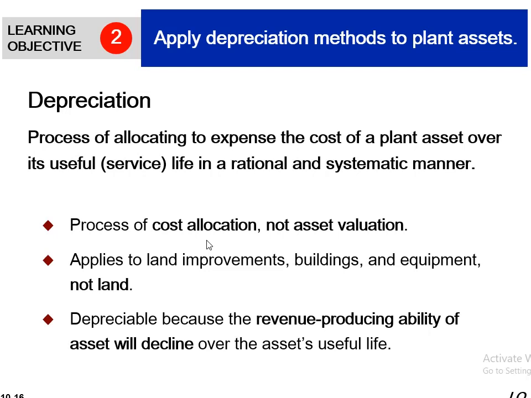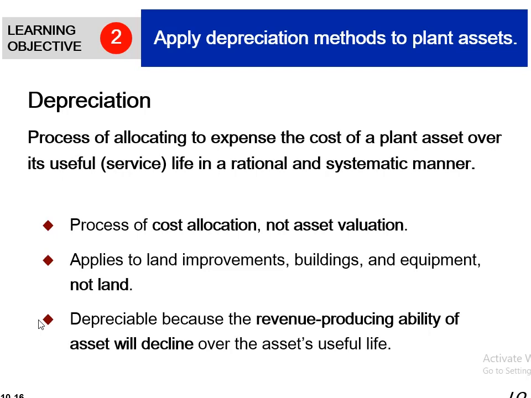Cost allocation means allocate the cost. Pick up some part of the cost and put it in the expense account. It applies on all those assets which have limited useful life, like land improvements, like building, like equipment, but not land, because land does not have a limited life.